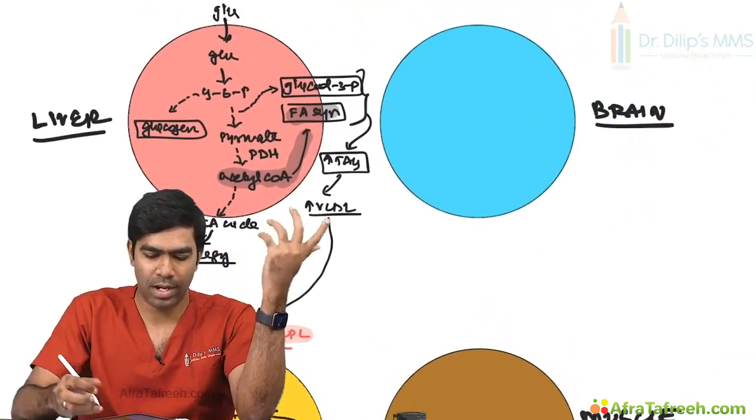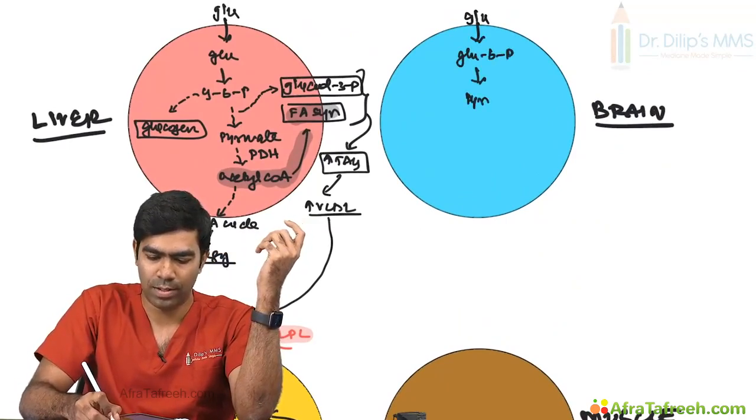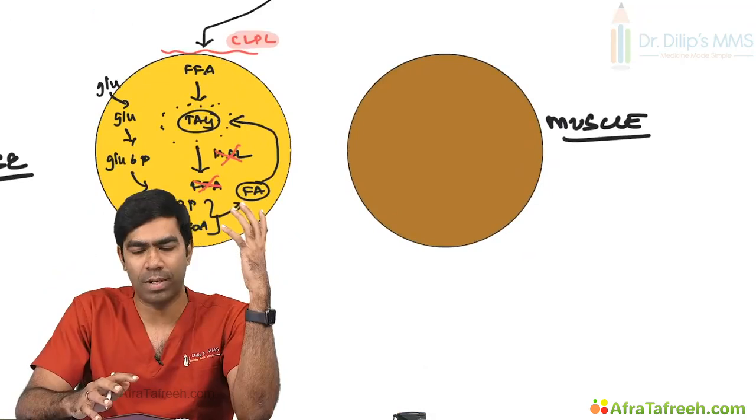And what happens in the brain? Brain is a very simple process where glucose is going to enter, become glucose 6-phosphate, become pyruvate, and enter the TCA cycle for energy. So it is a very simple state. There is nothing much going to happen in the brain.